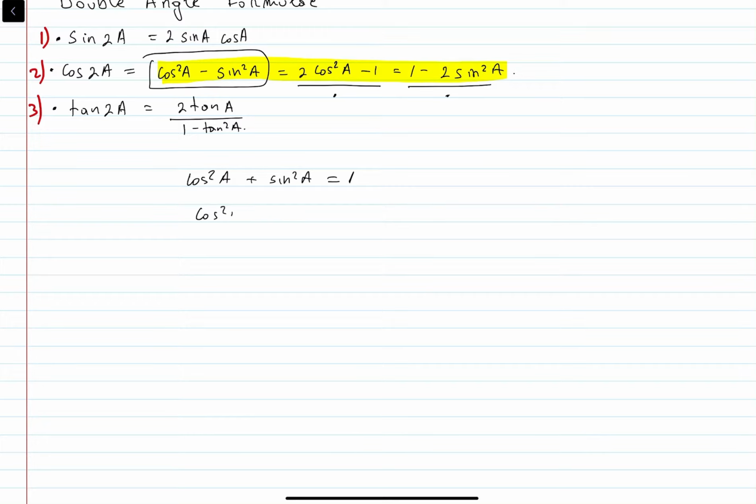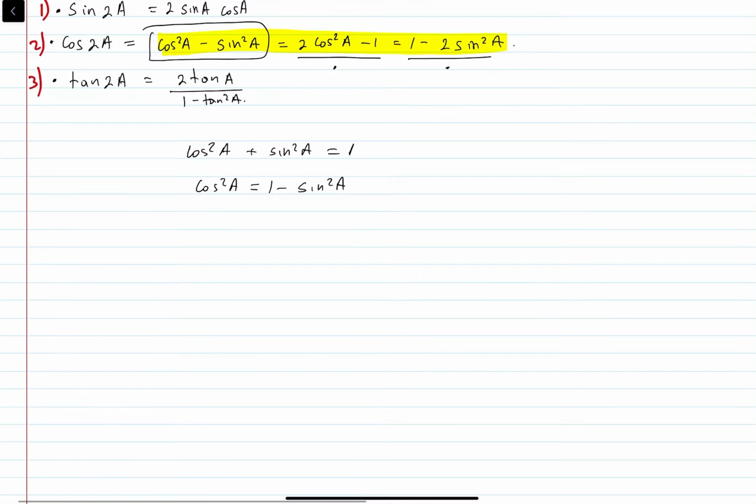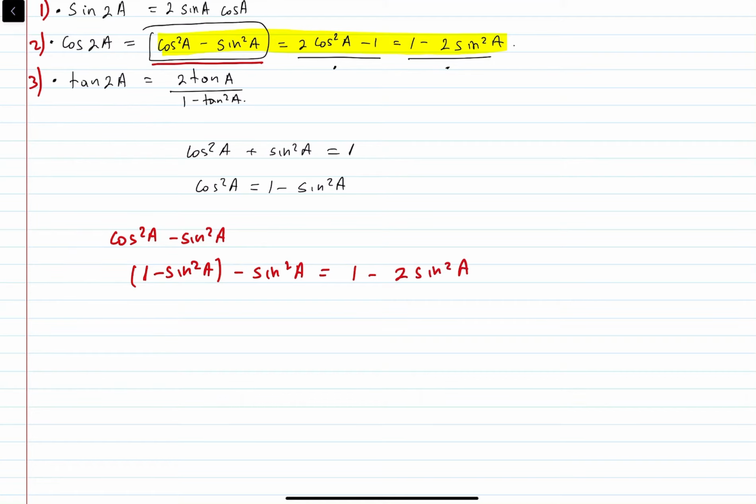If we say cos squared A is equal to 1 minus sine squared A, then we just go back and substitute into the main formula. The main formula is cos squared A minus sine squared A, which is from here. And we know that cos squared A in this case is 1 minus sine squared A, minus sine squared A. This is going to be 1 minus 2 sine squared A. And this is what we have here.